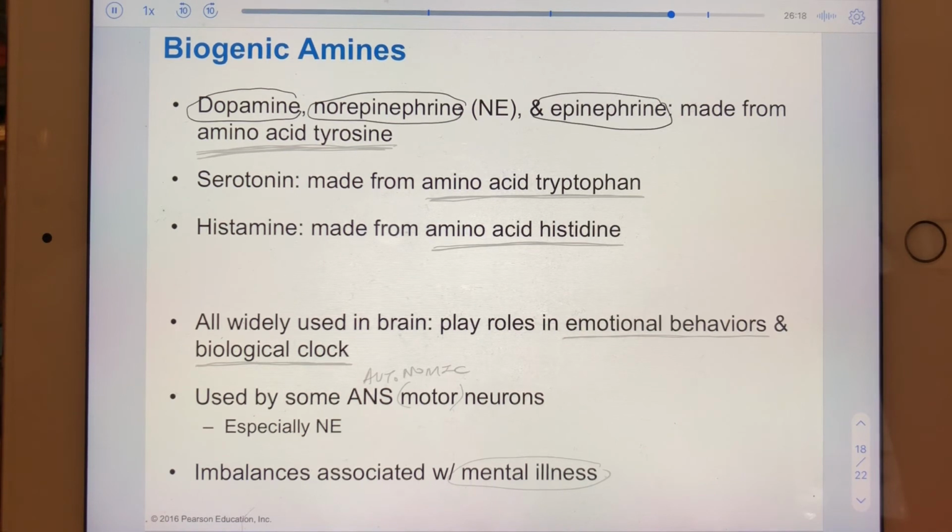Wait, aren't norepinephrine and epinephrine hormones? Yes, if they're in the blood. If they're not in the blood, then they're not hormones. Neurotransmitters and hormones are just types of cell signals, and the only difference is that hormones are born in the blood. Okay? All of these biogenic amines are made from or derived from the amino acid tyrosine.